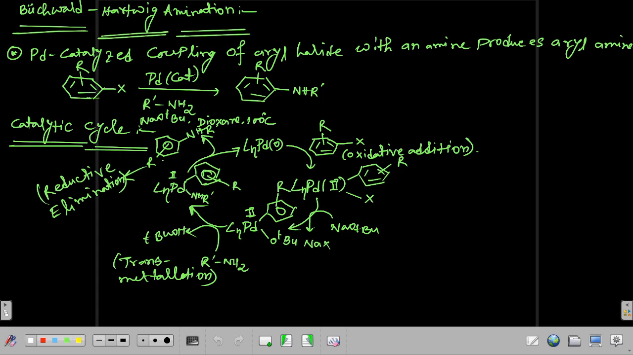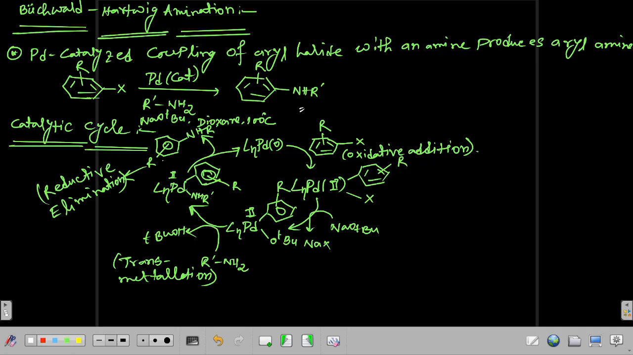Next reaction is Buchwald-Hartwig amination. This is a palladium catalyzed coupling of the aryl halide with an amine, like here the amine. Here that amine will be 1 degree or 2 degree, and it will produce aryl amine in presence of palladium catalyst. So we will see the catalytic cycle.